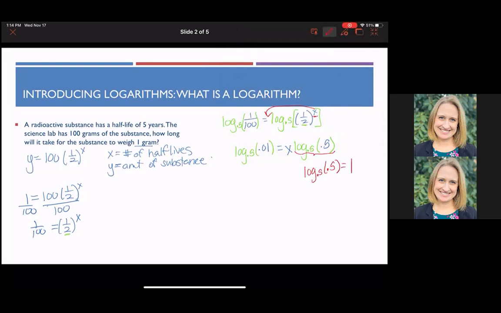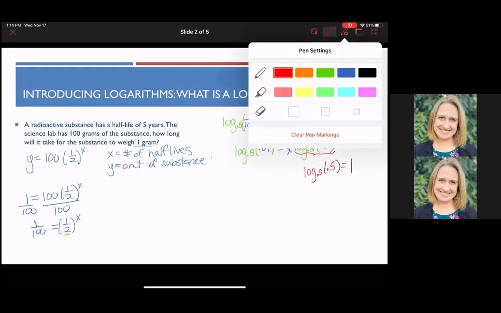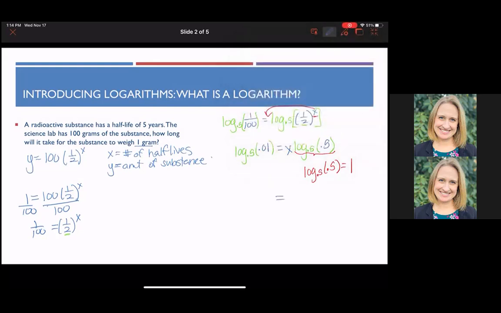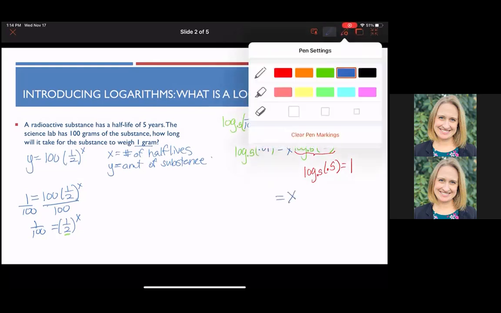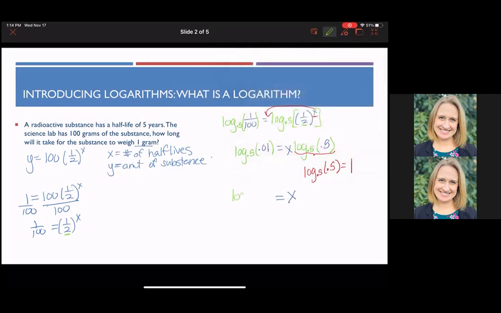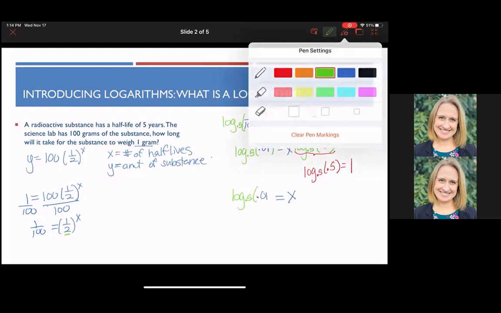So that's why we want that whole thing to just, what it looks like, disappear. It looks like it cancels out. What it's actually doing is it equals 1, and x times 1 is itself, x. So that's how we isolate the variable. So that way this whole thing just equals x. Our log base 1/2 of now 100th.